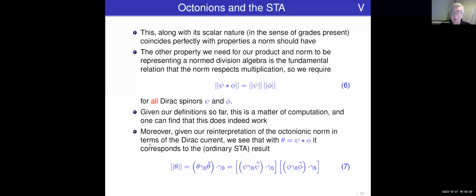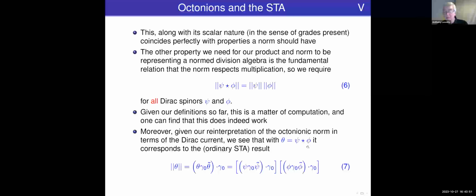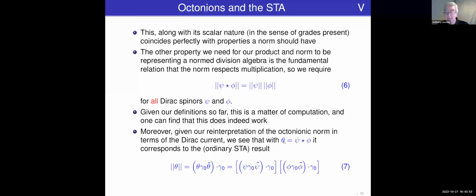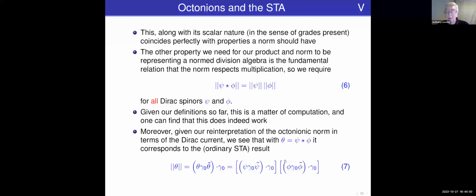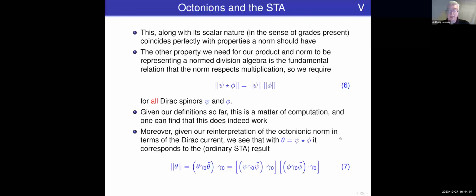And we can put this, in fact, in quite a nice way. Given our reinterpretation of the octonionic norm in terms of the Dirac current, we can write this result in a wholly STA form where, okay, we've got octonion multiplication here to define a theta, but what it boils down to is that the norm of a state psi times the norm of a Dirac state phi is equal to the norm of the octonionic product state as shown just here.